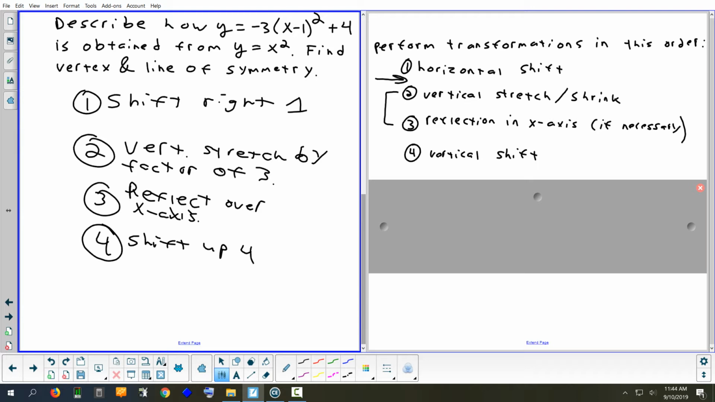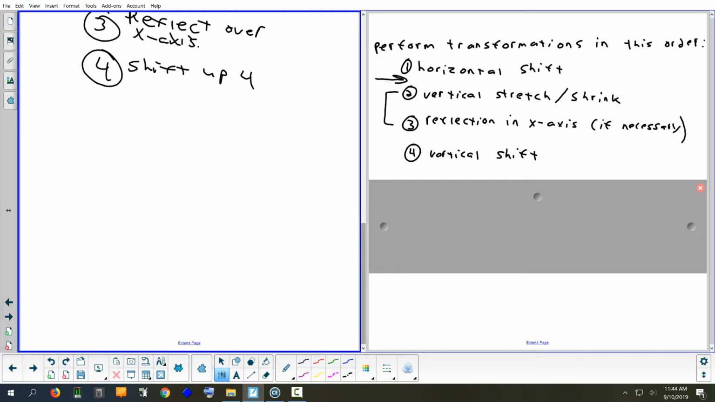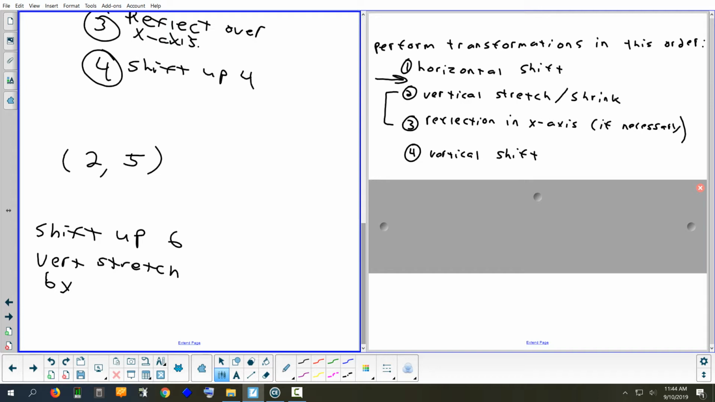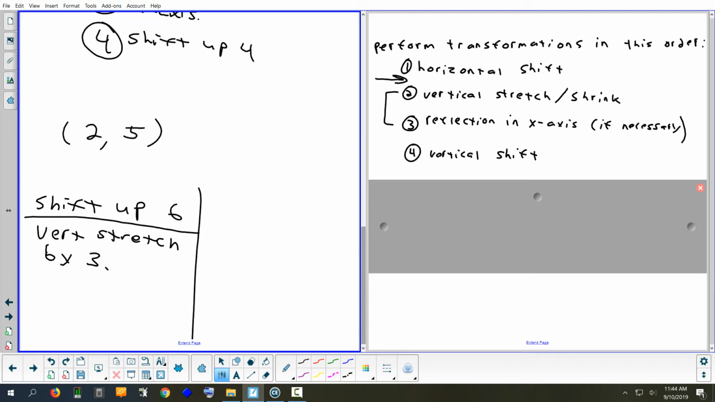What would happen if you did that out of order? If you did it out of order and you were actually drawing it, you'd get a different picture. Let's just do it with a single coordinate because that's easier. Let's take the coordinate (2, 5). And let's do 2 things to it. Shift up 6. And then let's do vertical stretch by a factor of 3. I'm not saying which order to do them in. Let's do both. So let's shift up 6 first.